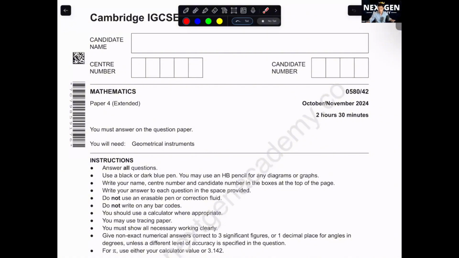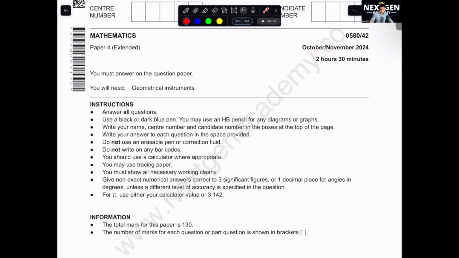All right. Okay, welcome back, my NextGen family. We are going to go through this paper 0580/42 for October/November 2024. This paper right now is 2.5 hours. Remember, for all of you here, right now, it is 1 hour only. It's 2 hours, just 2 hours and it will just be 100 marks. So it'll be a shorter paper.